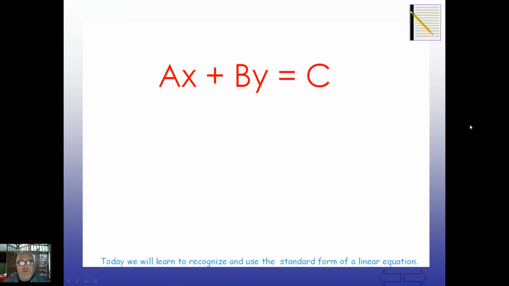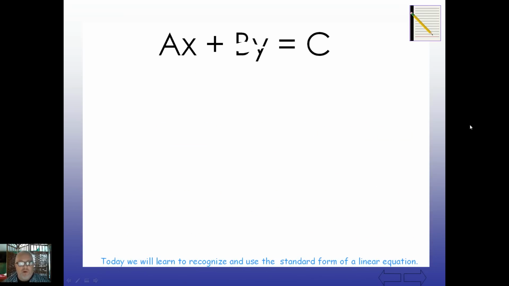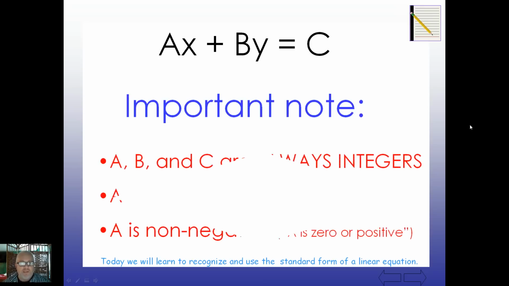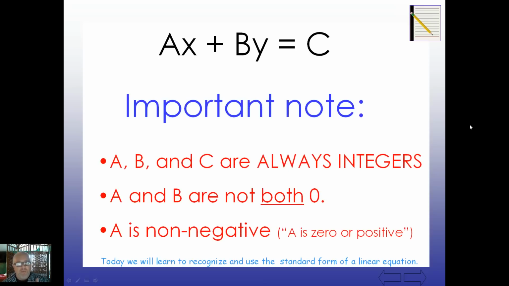Alright, now, some things to take note of here. In regards to ax plus by equals c, it's an important note that a, b, and c are always integers. What does that mean? Well, let's look at a counterexample. It means they're not fractions, they are not decimals, they are not irrational numbers. Always integers. Integers like 1, 16, negative 12, 100, something like that. Nice numbers you'd see on a number line.